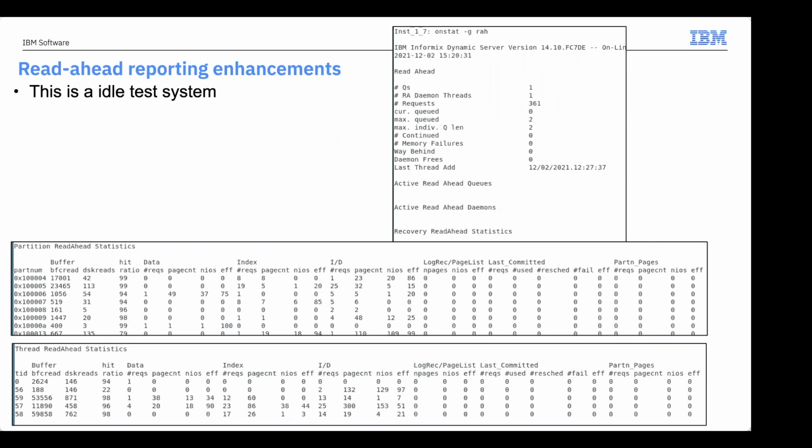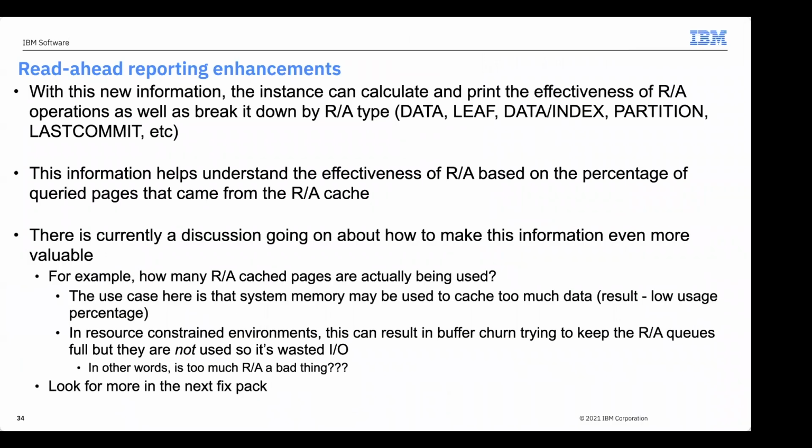The idea was to give you information into the percentage of usage in your read ahead. So with this information, we could actually go in and figure out exactly what type of read ahead operations were occurring. Were you going after data pages? Were you going after index leaves? Was it a combination of data out of the index? Was it partitions? Was it last committed and so forth? And as I said, we could look at read ahead and evaluate it based on the percentage of queried pages that came from this read ahead cache.